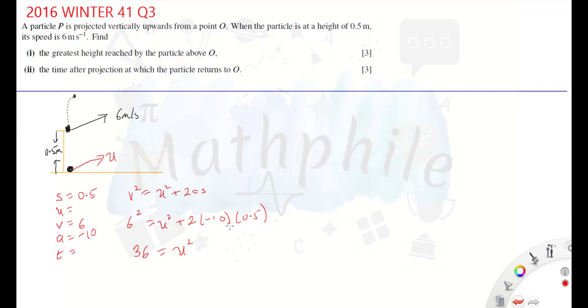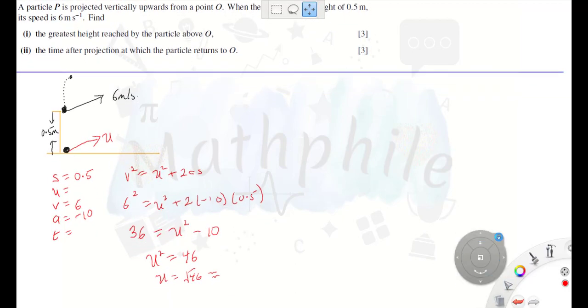So do the calculation for me. This should be negative 5 times... It's 46. Is it 46? Sorry, U squared is supposed to be 46. Okay, 46. And U will be equal to the square root of 46, and this will be approximately equal to 6.78. So that gives us the speed at which the particle is being projected with. So U is equal to 6.78.